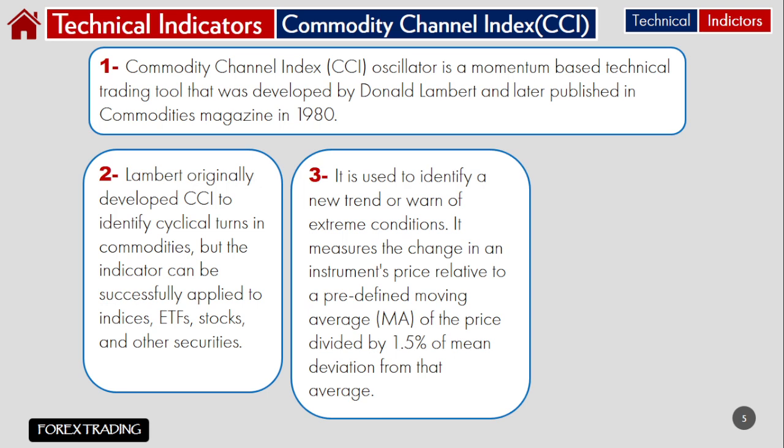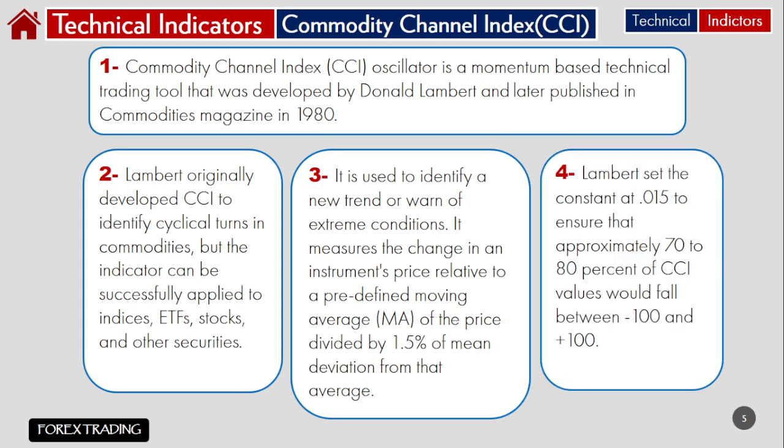Number three, it is used to identify a new trend or one of extreme conditions. It measures the change in an instrument's price relative to a predefined moving average of the price divided by 1.5% of mean deviation from that average. So this is basically the calculation that goes behind Commodity Channel Index. This is only for knowledge purpose. You don't have to actually calculate it on your price chart. Everything is calculated. You just apply it and everything just shows up with all the calculations.